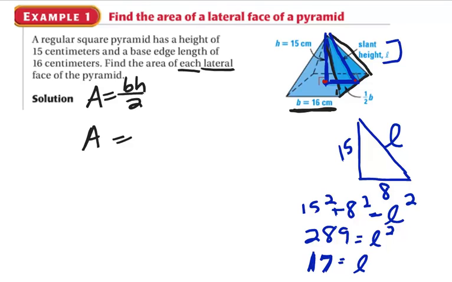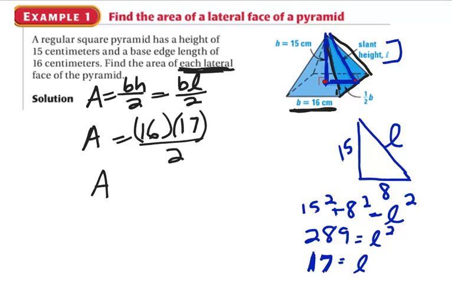So there is that slant height. So now I can go back to the area of one lateral face. Area is base, and the base of that lateral face, that triangle, is 16, times the height, which in this case, because it's one of those triangles, is going to be one base times the slant height divided by 2. So 16 times the slant height, which we found to be 17, divided by 2, gives me an area of one face of 136, and that's in centimeters squared.